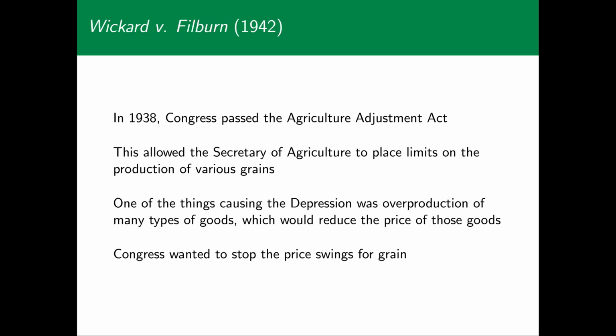So the story here is that in 1938, Congress passed the Agricultural Adjustment Act. So the Secretary of Agriculture was able to decide what the limits on the production of certain grains would be, and the reason for that is overproduction made the value of a grain at market effectively zero, right? Where there's unlimited supply, that means there's no demand, so there's no value for the good. So if they were able to regulate the supply, the demand would go up. Well, the demand would stay the same, but the price would go up because the supply was more limited. So Congress wanted to stop these crazy price swings for grain. They wanted grain to be worth something. So they enabled the Secretary of Agriculture to place these limits.